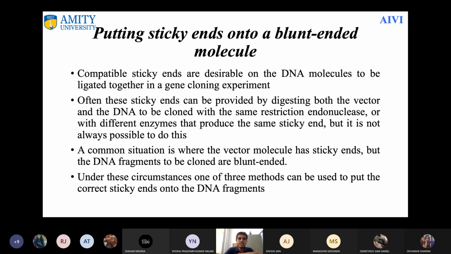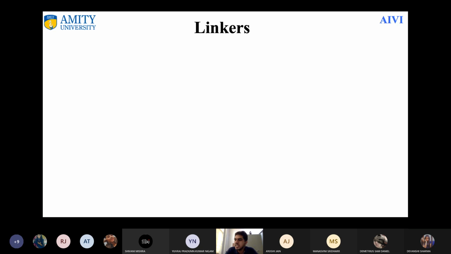Okay, so as I was saying, compatible sticky ends are desirable on DNA molecules to be ligated together in gene cloning experiments. That's why we need a sticky end. But as I mentioned, it will not always happen because of the limitation of your restriction nuclease. So to resolve this issue, if we have a blunt end, can we make this blunt end into a sticky end? For that, three different strategies are used. The first strategy is a linker.